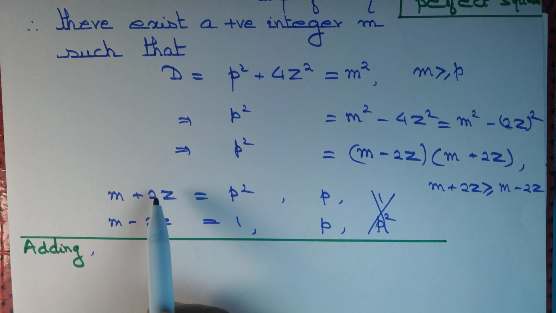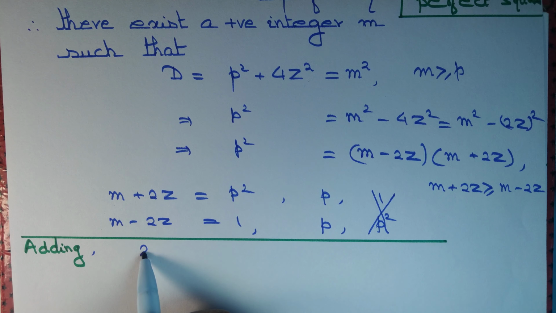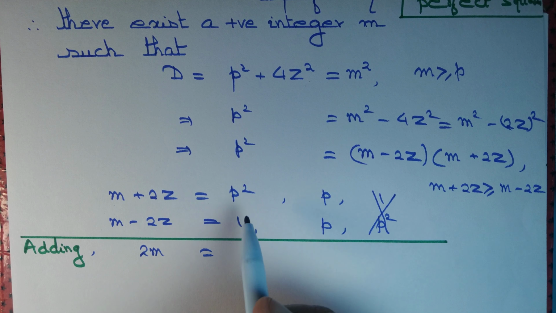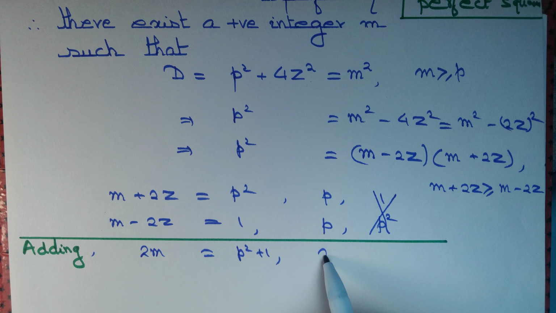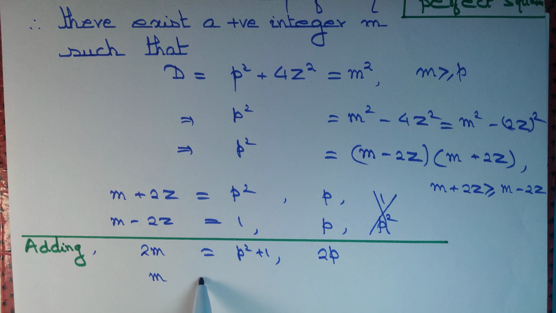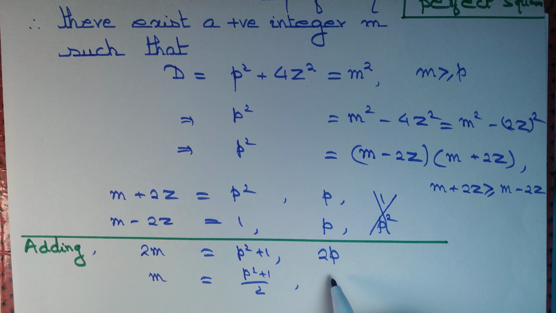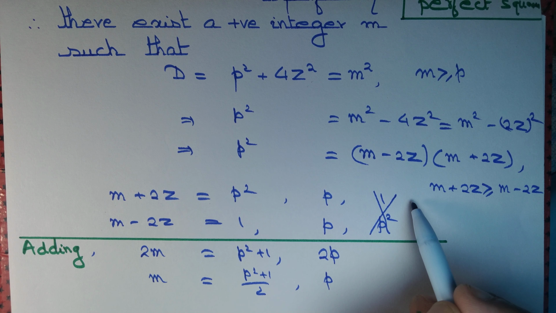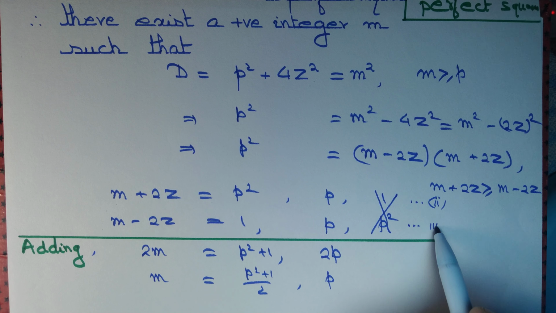So let's add those two equations. When we add those two equations, plus 2z and minus 2z will get cancelled. So 2m equal to p square plus 1, comma, p plus p is 2p. So from there it follows that m equal to p square plus 1 by 2, comma, p. 2 gets cancelled. What about z? Let's write this one as equation 2 and this one as equation 3.